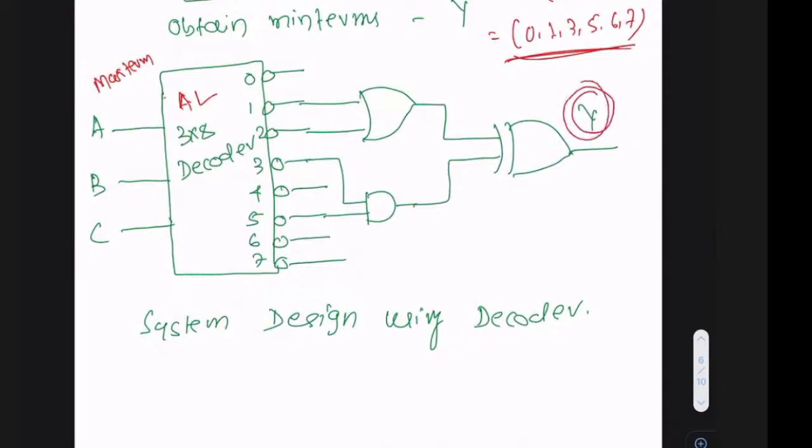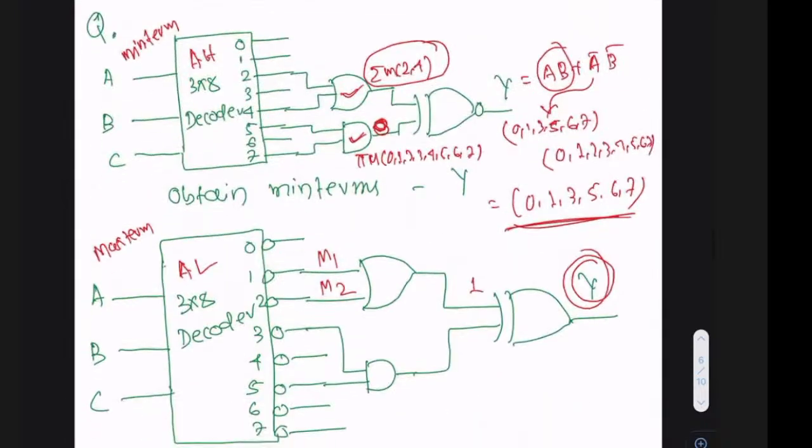What are the min terms or max terms of this y? What concept do you need in this case? Remember, max term i plus max term j is always 1. So this is max term number 3, this is max term number 1, and this is max term number 2. If I ask you what is max term 1 or max term 2, this answer is always 1.